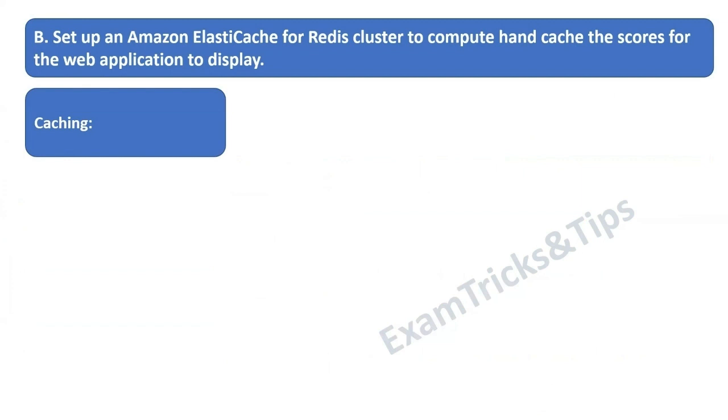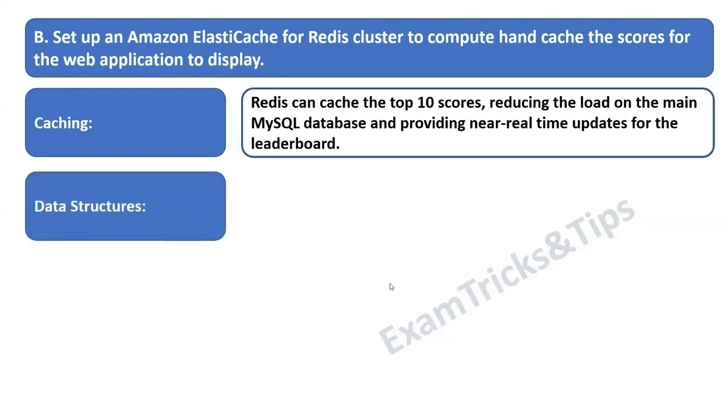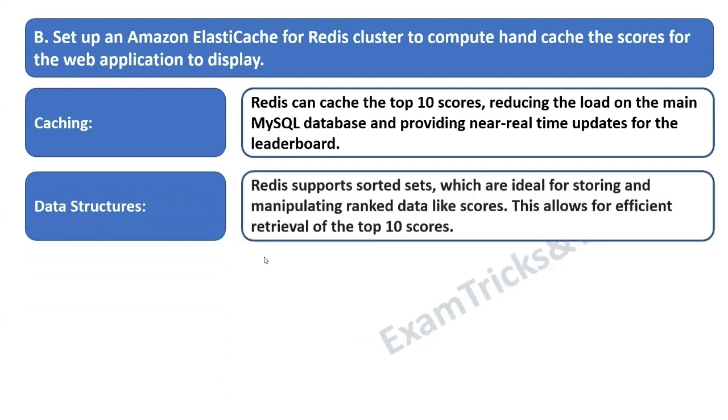The second one, which is the differentiating factor between Memcached and Redis, is the sorted set. Redis supports sorted sets, which is ideal for storing and manipulating ranked data like scores. This allows efficient retrieval of the top 10 scores, and this was the killer requirement and the feature from Redis that supports this requirement.